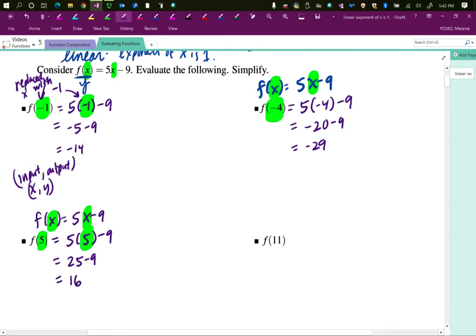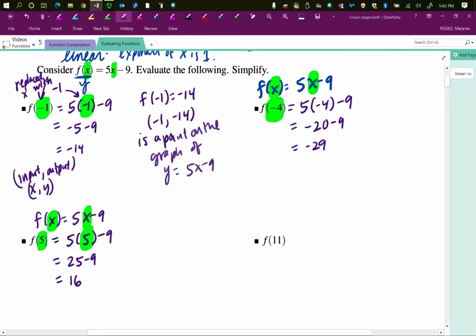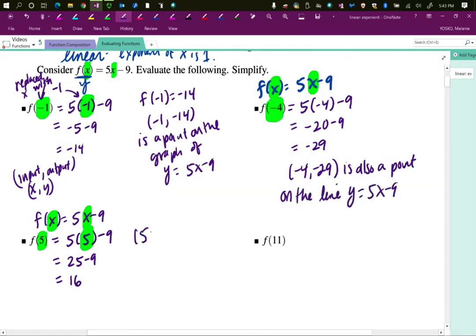So keep in mind, each of these could also be written as a point. We know that we have points x comma y. So if we say f of negative 1 equals negative 14, that means there is the point negative 1, negative 14 on the graph. The same over here. So the point negative 4, negative 29 is also on that graph, on that line. So is the point 5, 16. And we can keep saying this. So just keep in mind, that's all we're doing when we're evaluating. We replaced our input x with, in this case, these three cases, numbers, and the output is another number. Now we're going to see in examples in a few minutes where we don't always have to have an input that's a number. But let's continue.